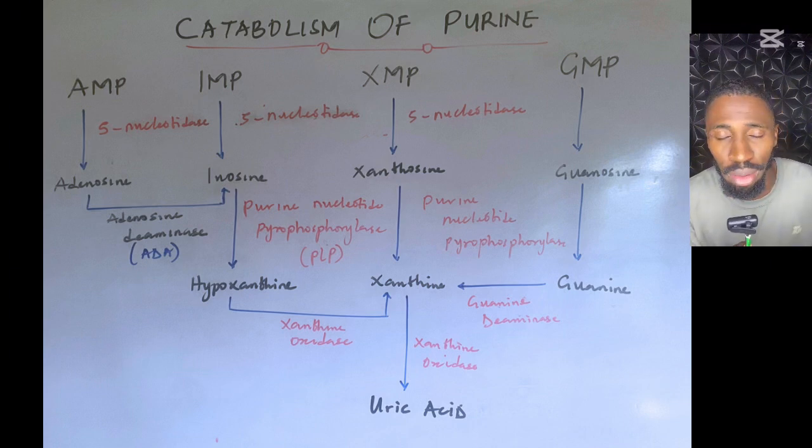So the liver can break down all of them. But sometimes IMP can also be broken down in the muscles, and GMP can be broken down in the kidneys, in the liver, and elsewhere. So basically, always know how you can break them down.